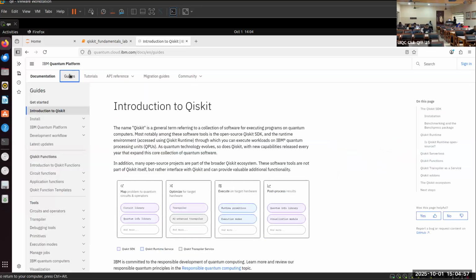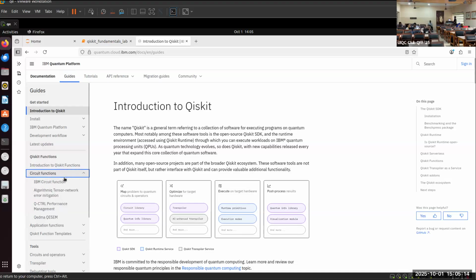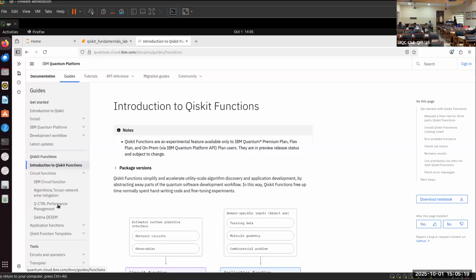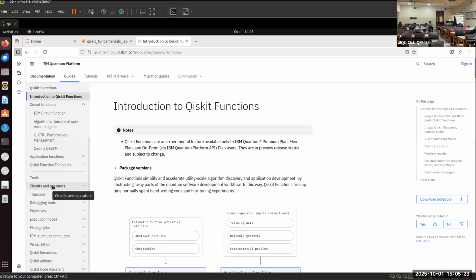So when you go to the guide, the next thing is, do you know your error? Do you know the problem? The problem is I want to construct a quantum circuit with Qiskit. Oh, then you go to circuit functions. It is here. So when you click on circuit function, introduction to Qiskit function, here, under the guide, tools, you come here. This is not what to do on the circuit. This is the circuit itself.